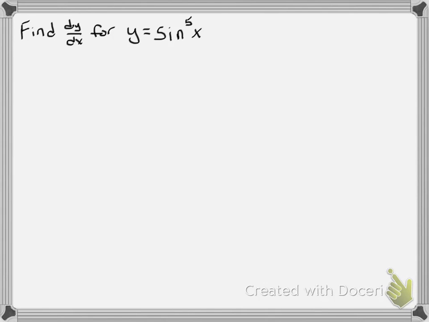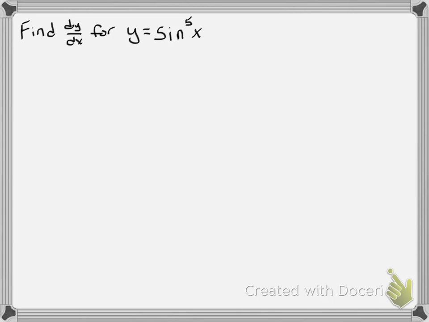Alright, so let's take a look at the derivative using the chain rule. So we have: find dy/dx for y equals the sine of x raised to the fifth power. If you don't like the way that is written, you can always write it as y equals, in parentheses, the sine of x raised to the fifth. I won't ever write it like that. If you need to write it like that, please do so, but I will always keep the standard way of writing it, which is y equals sine to the fifth of x.